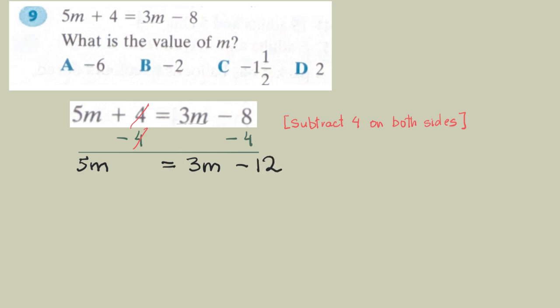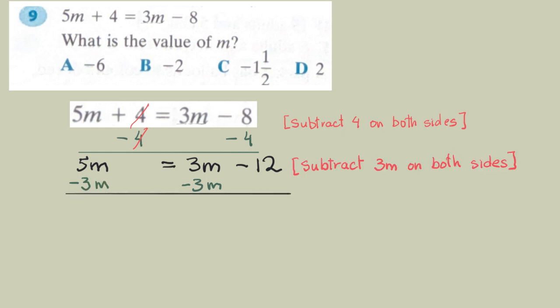Since we want all the m values on the same side, we'll subtract this 3 on the right hand side and also subtract it on here. And that will leave us with 2m is equal to, once again, these two cancel out, and we're just left with -12. Now to remove the 2, we need to divide it by 2, and therefore we need to divide it by 2 on the other side as well, and those two will cancel out.